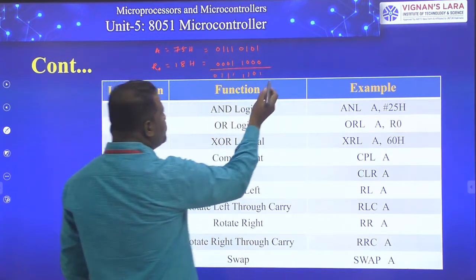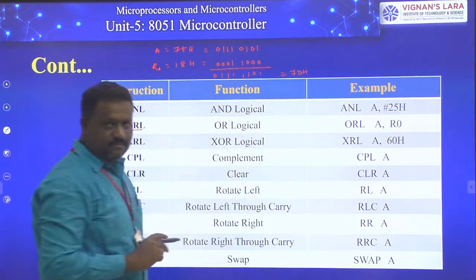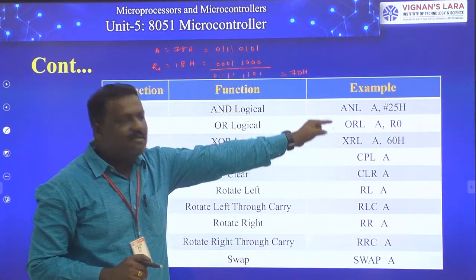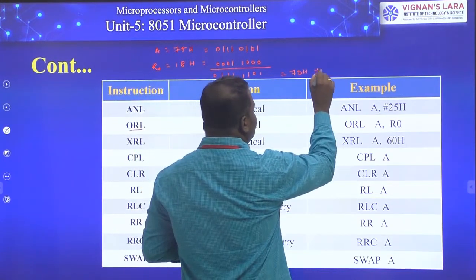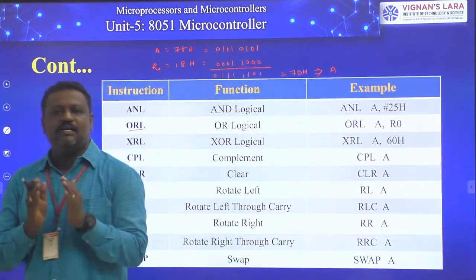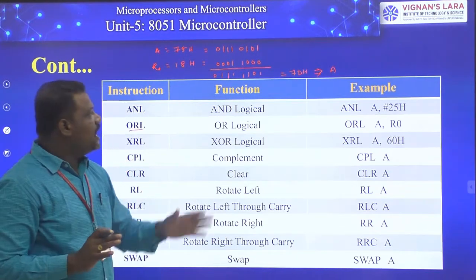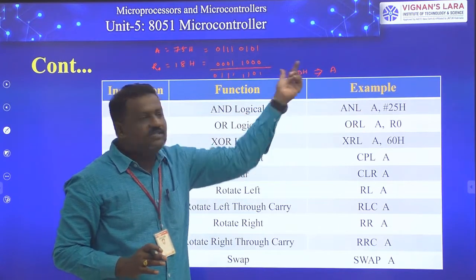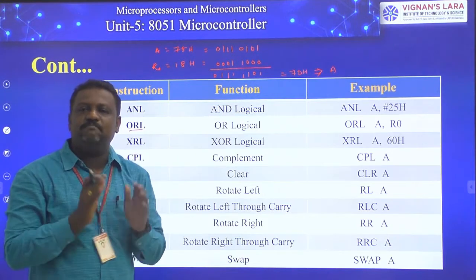Now what is its equivalent value? It is 7DH. So after execution of the instruction ORL A comma R0, the result is 7DH. This 7DH is finally stored in register A because register A is placed in the destination operand field. And one more thing you have to remember, friends: after execution of this instruction, along with this result, we may get some result conditions. Those are automatically stored in PSW.